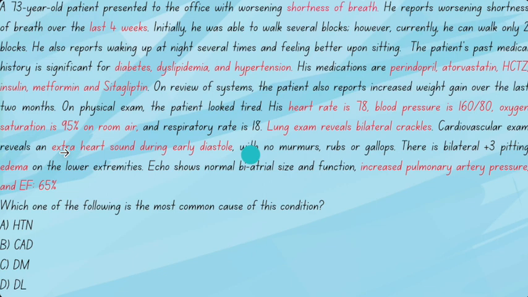Echo shows normal biatrial size and function, increased pulmonary artery pressure, and ejection fraction 65%. So until the echo, I was thinking that this guy has heart failure, but now they are telling me ejection fraction is normal. And this is called heart failure with preserved ejection fraction.